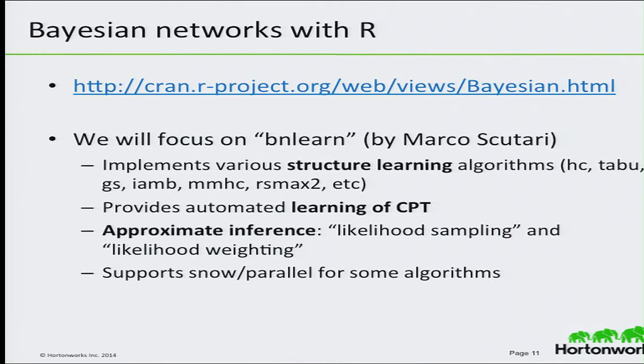What this package does is it allows you to implement various structure learning algorithms. This will be the algorithm that from data learns what the right arrows are in your network. Then you'll have algorithms to learn the CPTs or the distribution of the probabilities. And then also, most importantly, do approximate inference. So it allows you to do inference on the network and ask it questions and things like that. So let's see how this works.